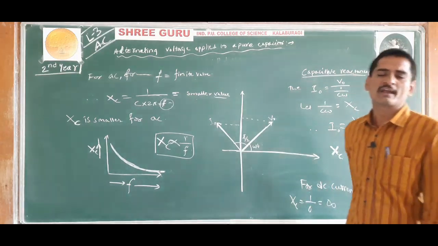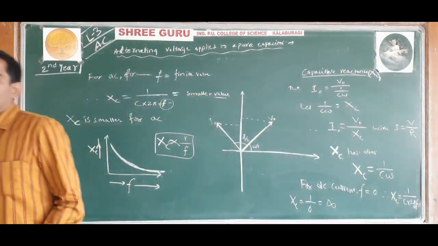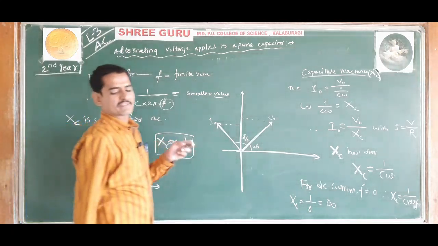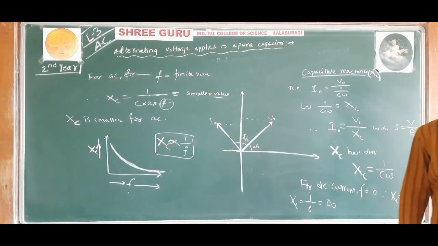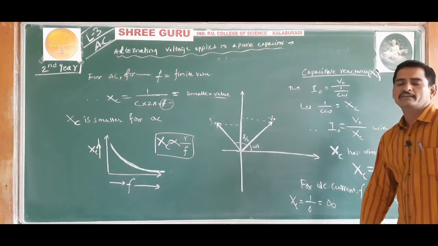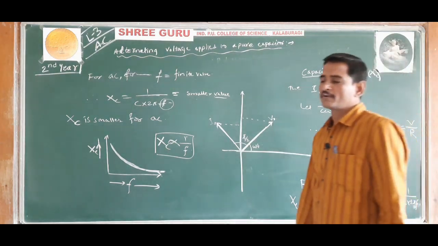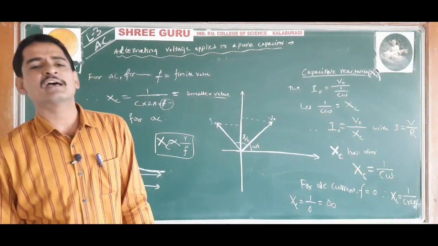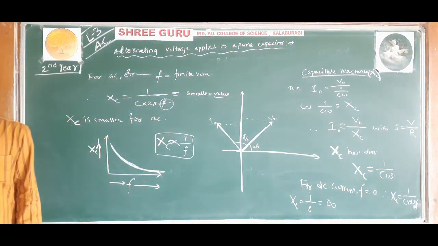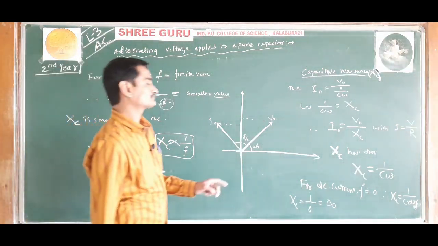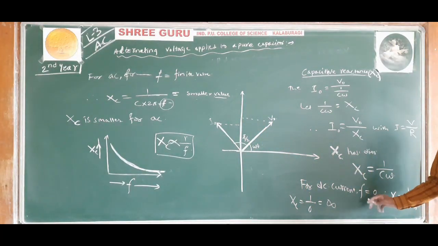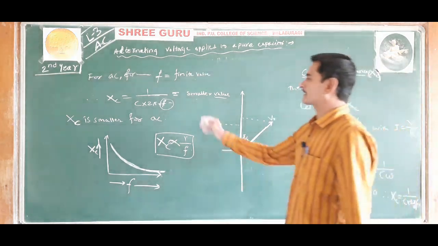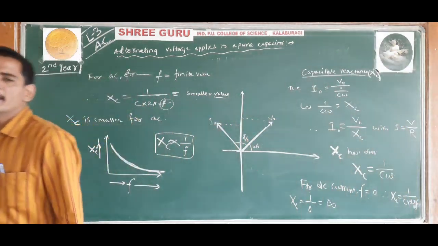So what is capacitive reactance? It is the effective opposition offered by the capacitor for the flow of alternating current. The SI unit and dimension of capacitive reactance is the same as that of resistance. The capacitive reactance will be infinite for DC current and less for AC current.